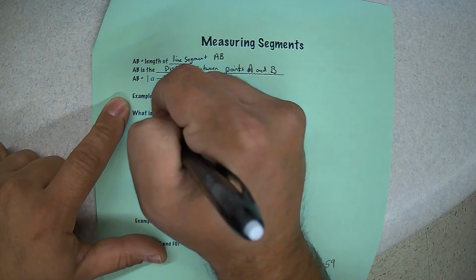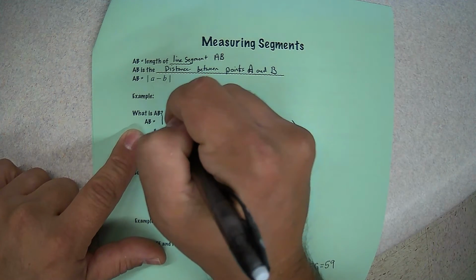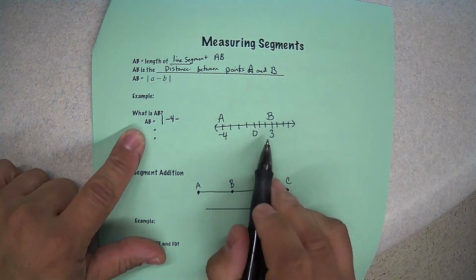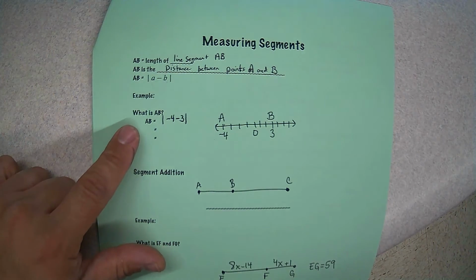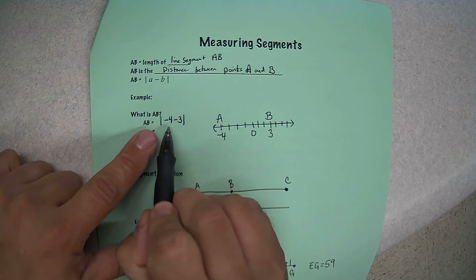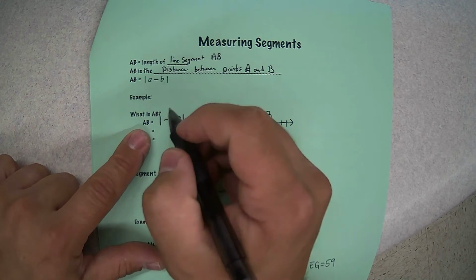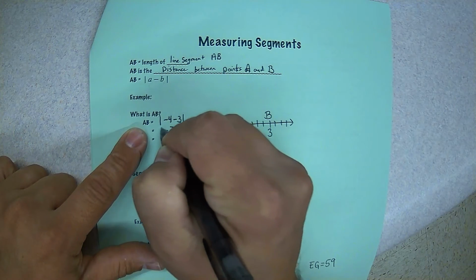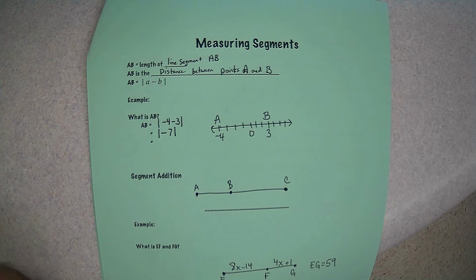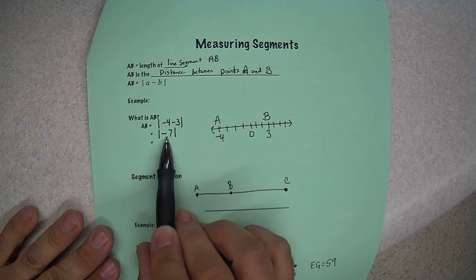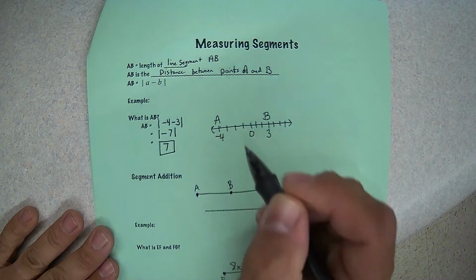So we write our absolute value signs. A is at the number -4 minus B, which is at the number 3. Absolute value acts like parentheses, so we do what's inside of there. -4 minus 3 is going to be -7. We still have our absolute value. Remember, the absolute value of -7 is the positive, or how far away that is from 0, which is 7. So the distance of this is 7.